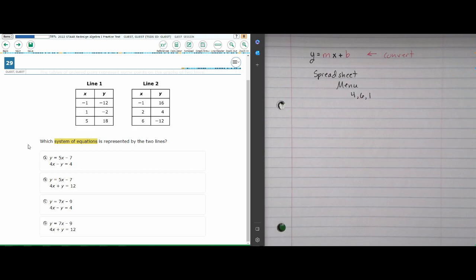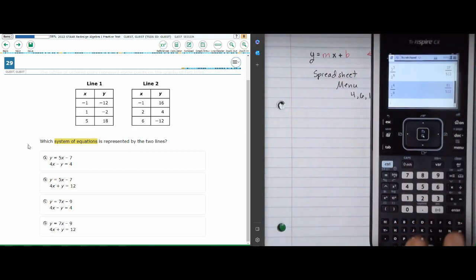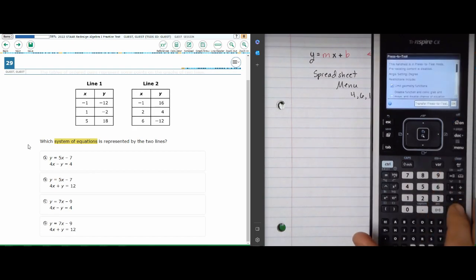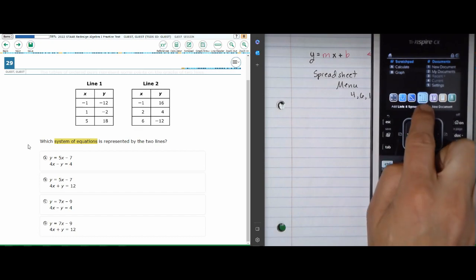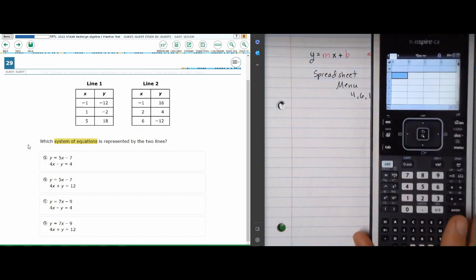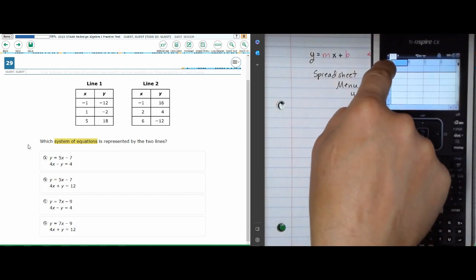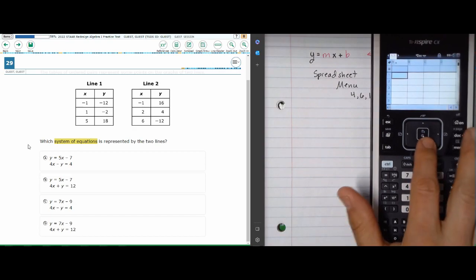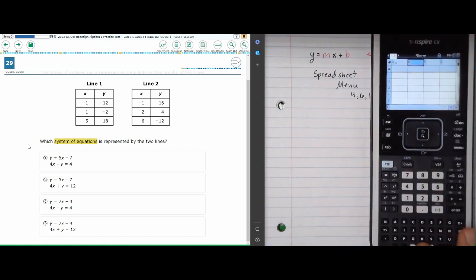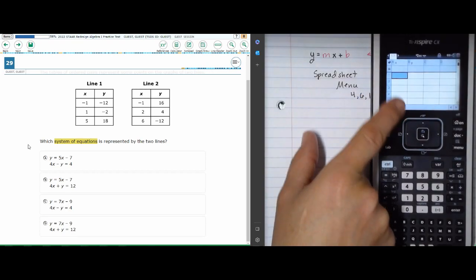Let's go ahead and do that right quick. So let me grab my calculator. I'm going to go ahead and go home. I want to go down to spreadsheet real quick, right there, hit enter. Notice I don't have to delete it because I already have it deleted. It's only got one spreadsheet open. I'm going to change A to X. I'm going to change B to Y. And I'm going to put in the ordered pairs for each table.